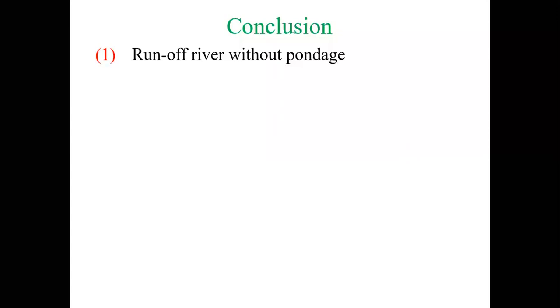Very good. So why is this runoff river without pondage used for base load? Because already I told you that when there is no storage, that means without pondage, we can't control the power generation. When we are unable to control the power generation, then automatically it is used to meet the base load itself. That is nothing but base load only.